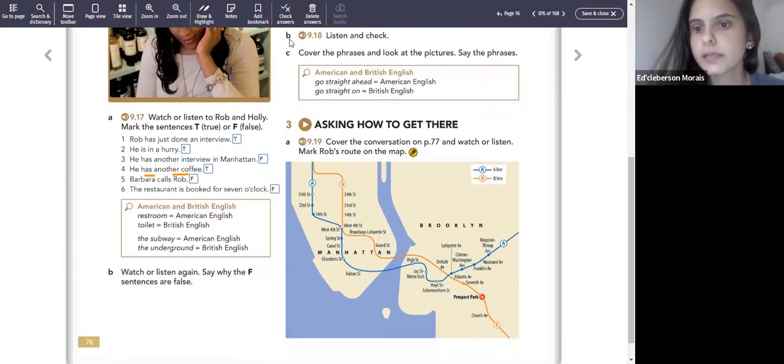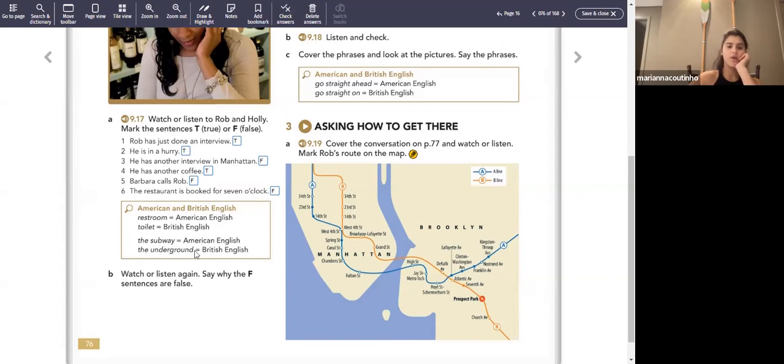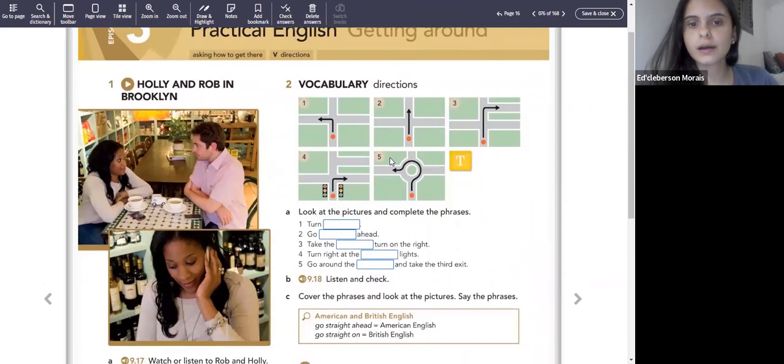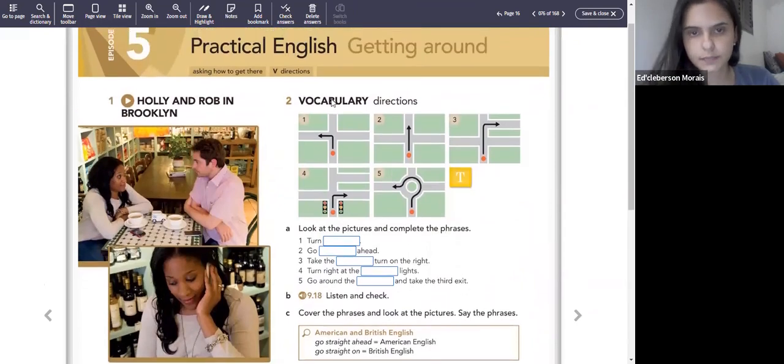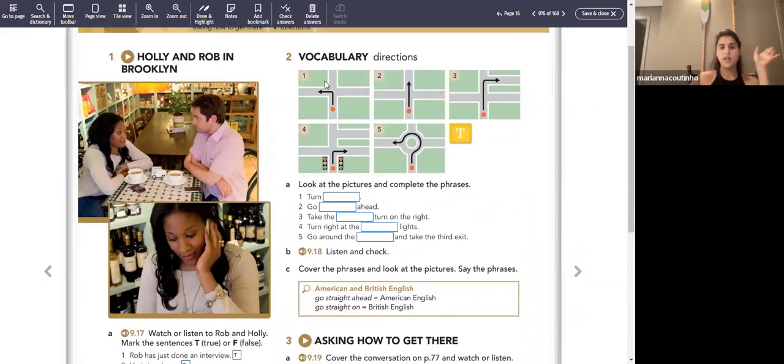Awesome. So now, Mari, the differences between American and British English. Restaurant, American English. Toilet, British English. The subway, American English. The underground, British English. Awesome, girl. So now let's talk about directions. Okay? Number 1, what do you think? Turn left. Awesome.